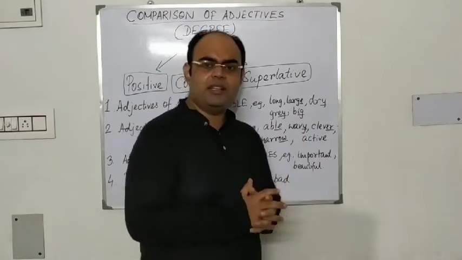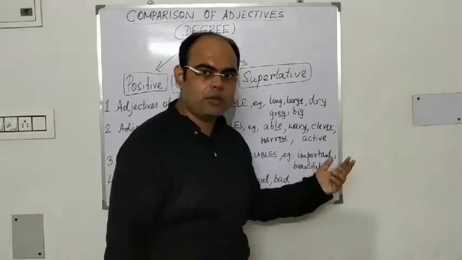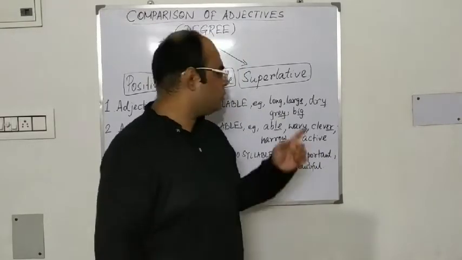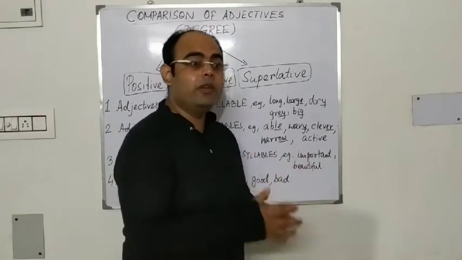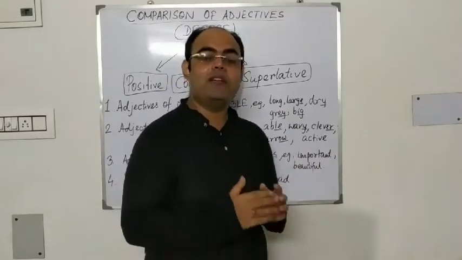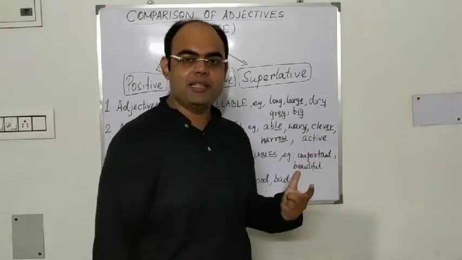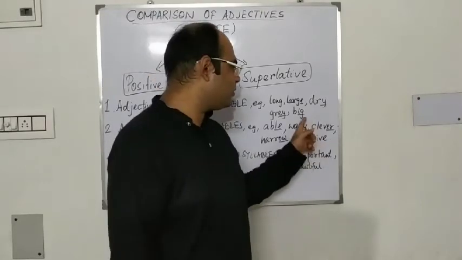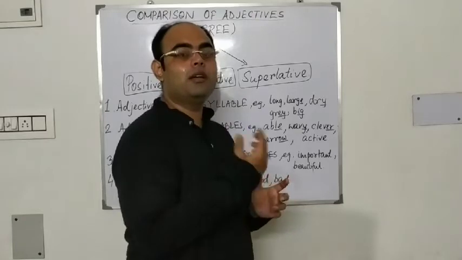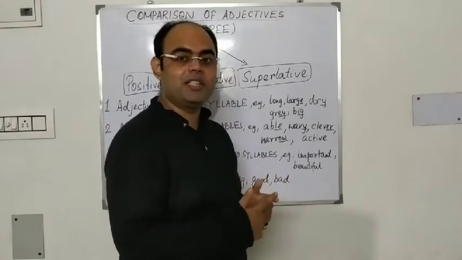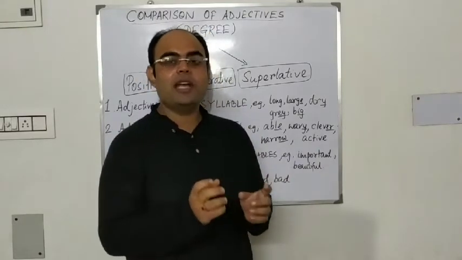Next, the next one is another important thing. Suppose there is a consonant at the end of the word, and just before the consonant there is one vowel. So one single consonant and before that one single vowel. In that case, before adding ER or EST, we have to double the consonant. Like big will be bigger, B-I-double-G-E-R. So the consonant will be doubled. Or in case of superlative degree, we have to make it biggest, B-I-double-G-E-S-T. So just think, before adding ER or EST, we have to double the consonant.